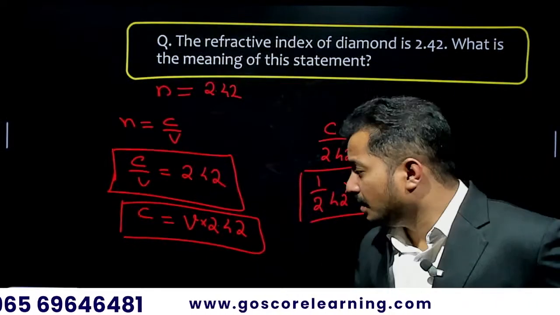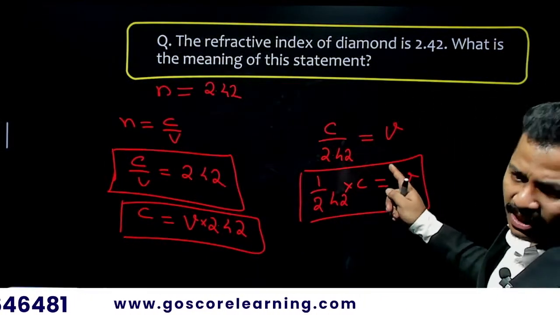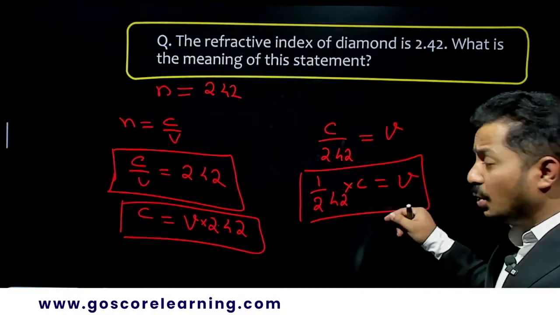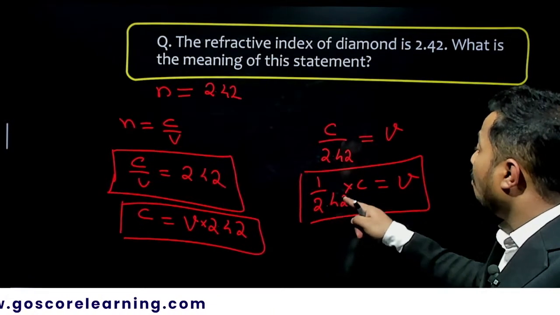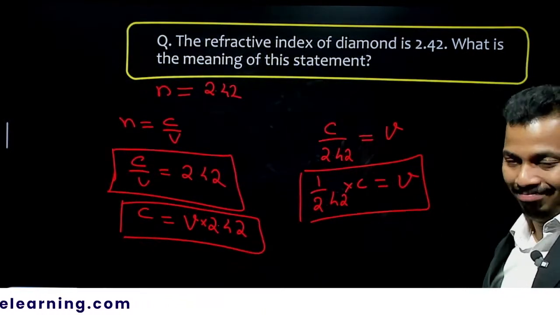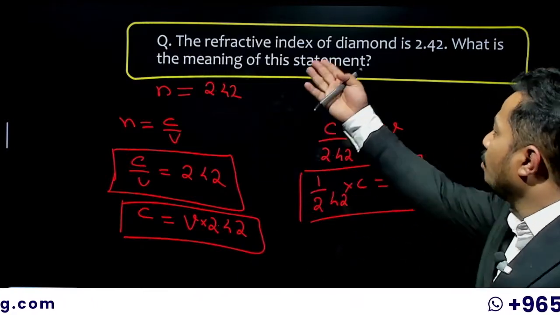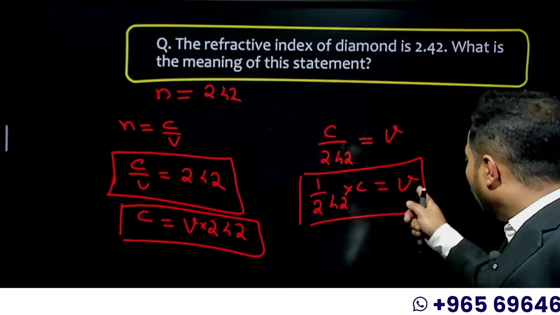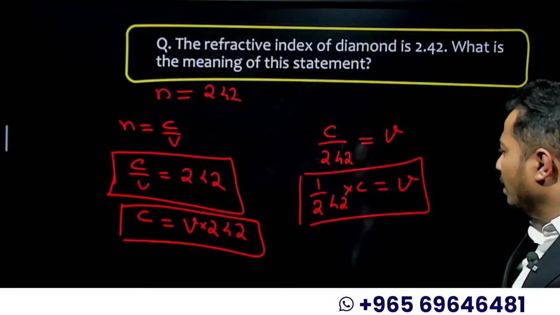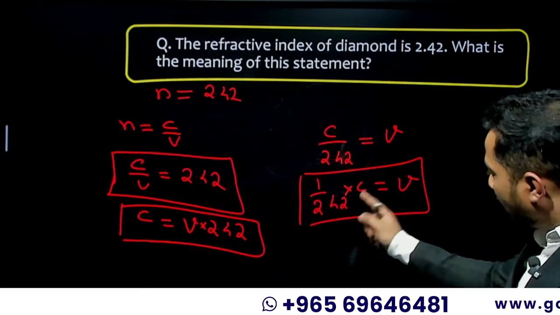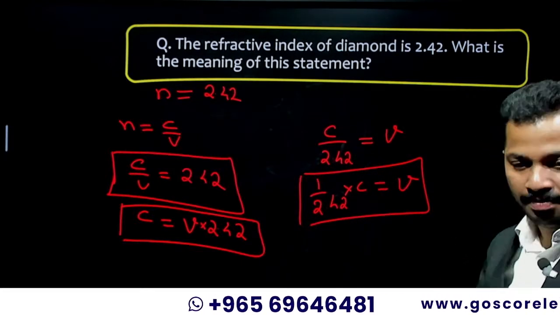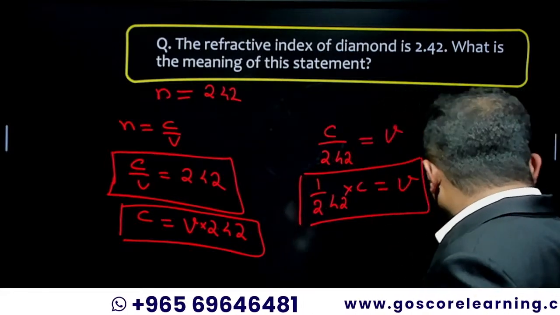Listen carefully. What is V? Speed of light in diamond. So speed of light in diamond is equal to 1 by 2.42 times speed of light in air. That is also a definition for the answer for this question. Speed of light in diamond is equal to 1 by 2.42 times speed of light in air. Done.